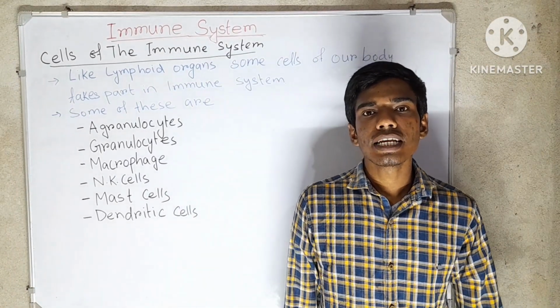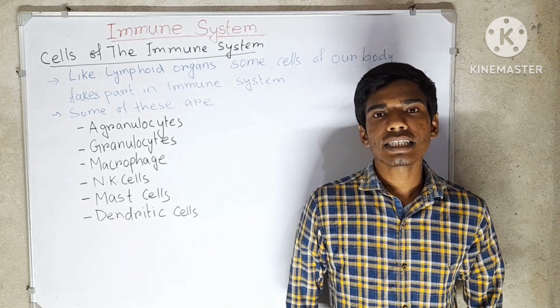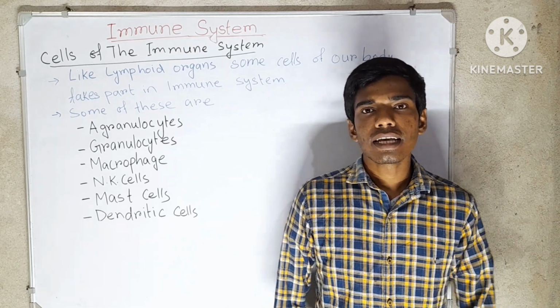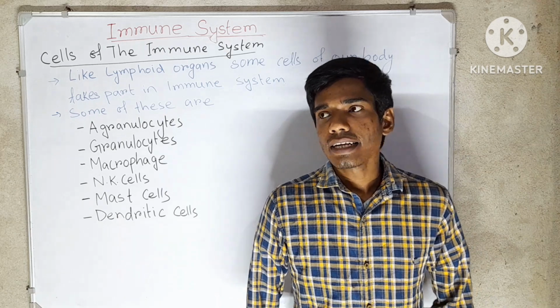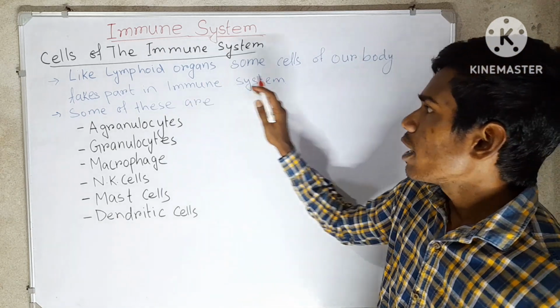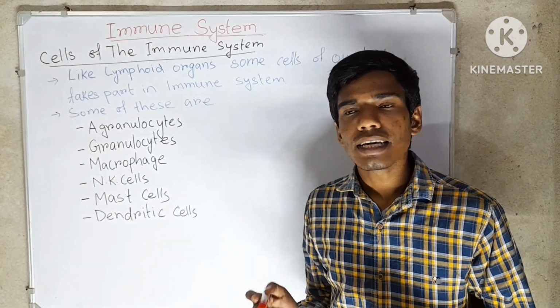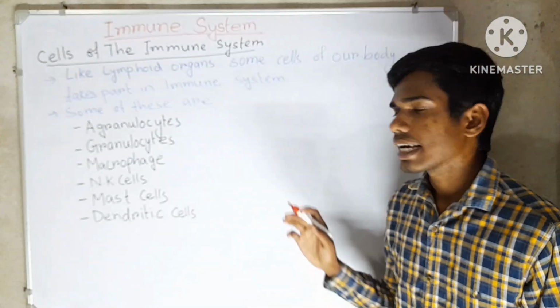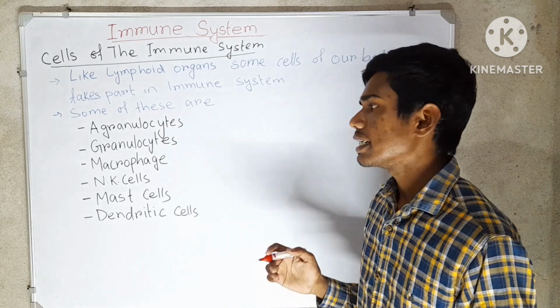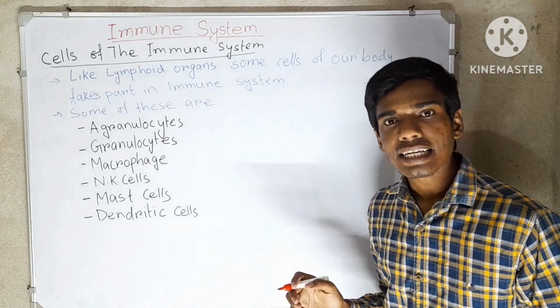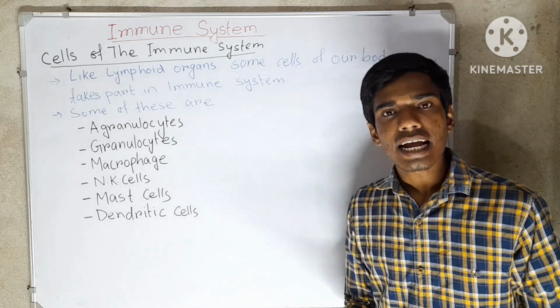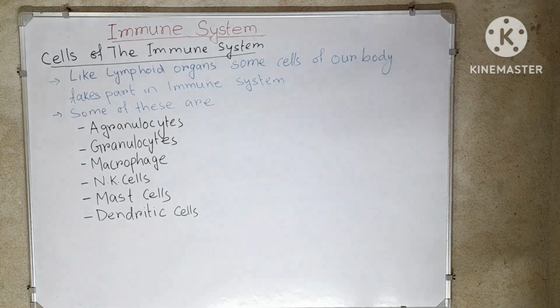As you know, the lymphoid organs play an important role in the immune system, and like lymphoid organs, some cells in our body take part in the immune system. Some of them are agranulocytes, granulocytes, macrophages, natural killer cells, mast cells, and dendritic cells.